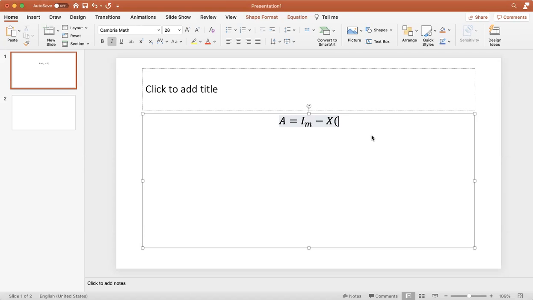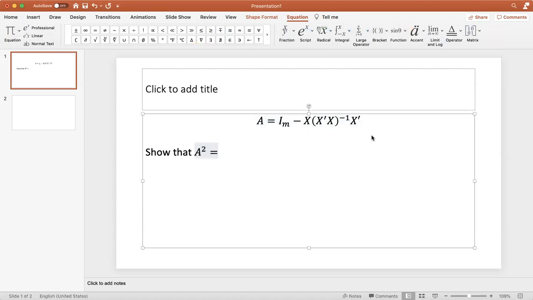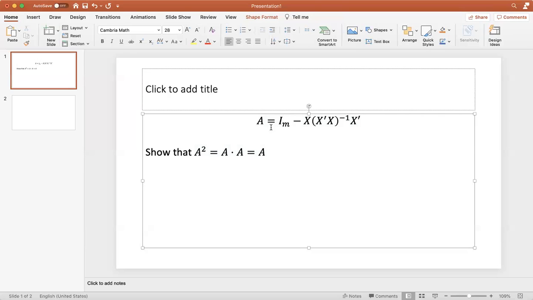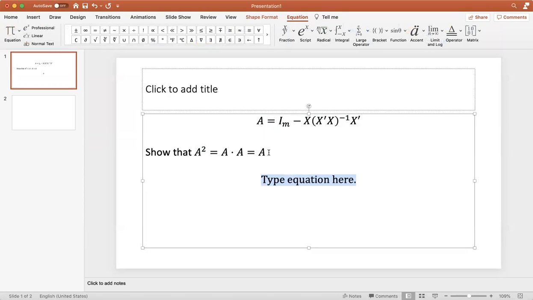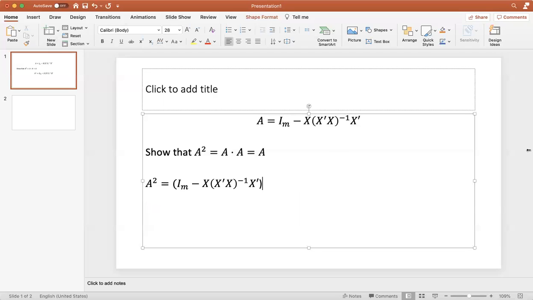So here we have A equal to the identity matrix minus X times (X transpose X) inverse times X transpose. Now, we just want to show that A squared, or in other words A times A, is equal to A itself. That's the definition of an idempotent matrix. So what will we do here? We'll just execute this multiplication. A squared is basically equal to this expression, I_m minus X (X'X) inverse X', times itself, right?